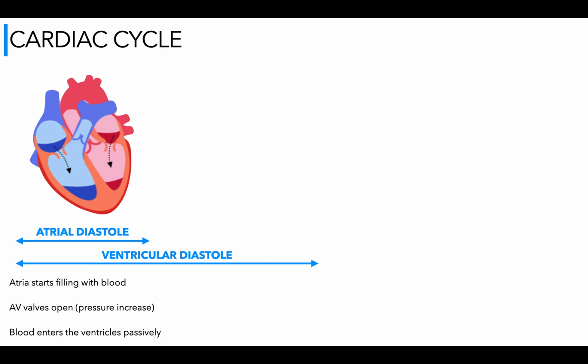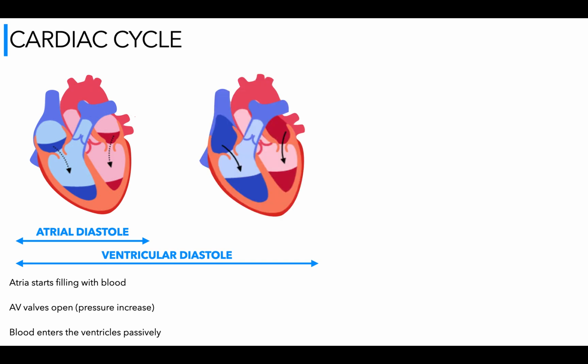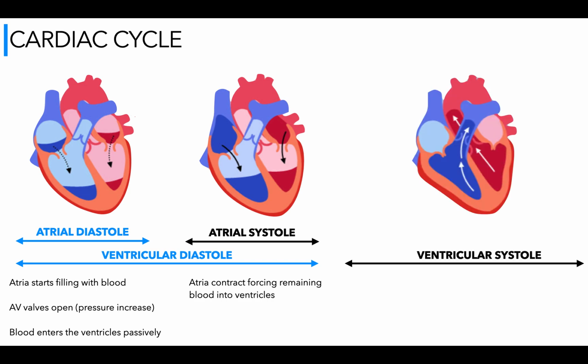But as we know, the SA node is about to generate an impulse. When that happens, the ventricles will stay in diastole, they will continue to fill, but it will happen under atrial systole. The atria will change shape, the walls will contract and force that blood into the ventricles. The atria contract, forcing the remaining blood. And once that systole is finished, that completes our ventricular diastole, and we move on to the second phase, which is ventricular systole, the contraction of the ventricles.